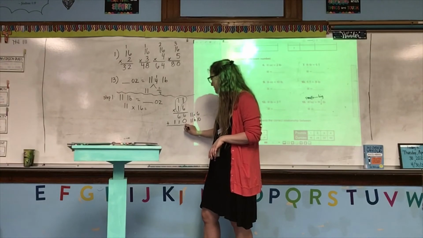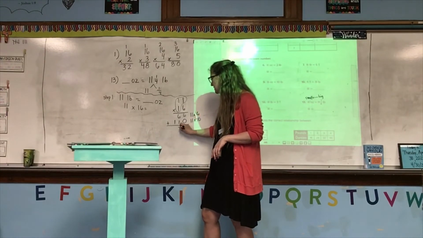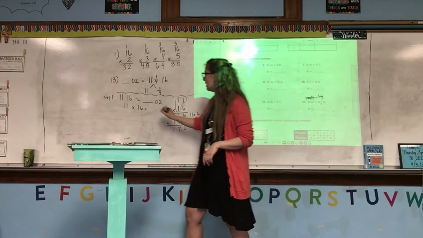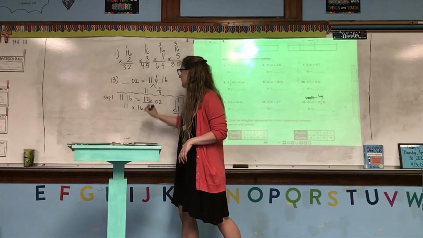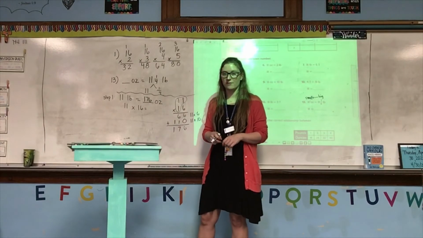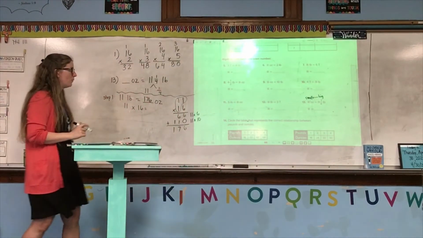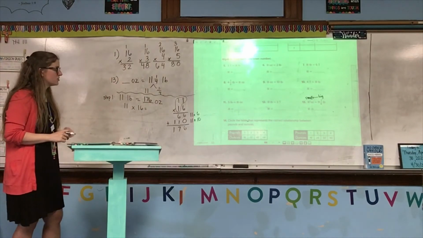6 plus 0 is 6. 6 plus 1 is 7. Nothing plus 1 is 1, which means there are 176 ounces in 11 pounds. But we're not done yet. We finished step 1. Now we need to do step 2.